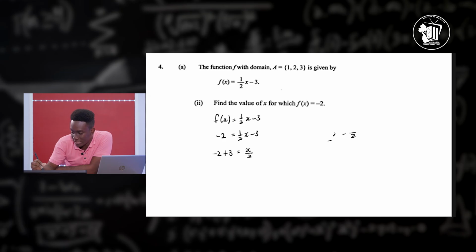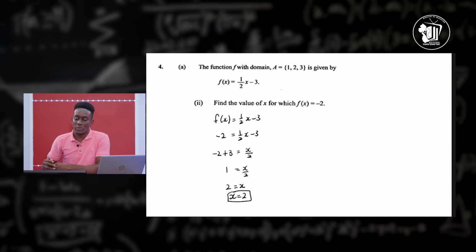So we can just rewrite that as x over 2, as 1 times x will give you x divided by 2. So negative 2 plus 3 would be a positive 1 is equal to x over 2. So this 2 is divided, we take it over and will multiply, so we'll have 2 multiplied by 1 will be 2, so x is equal to 2. So you can therefore say x is equal to 2. And that is the answer for x when f of x is equal to negative 2.